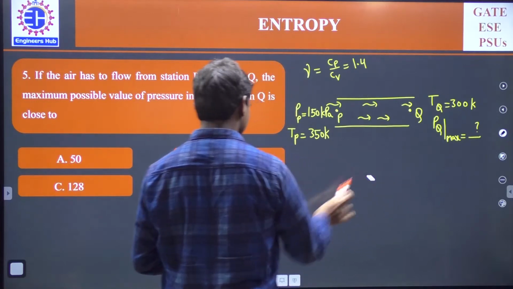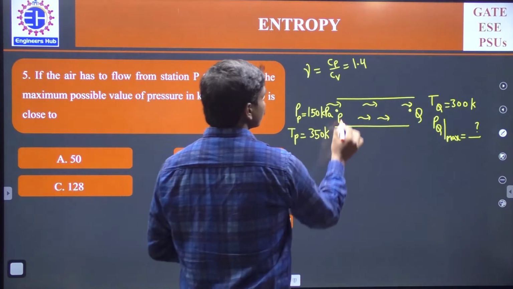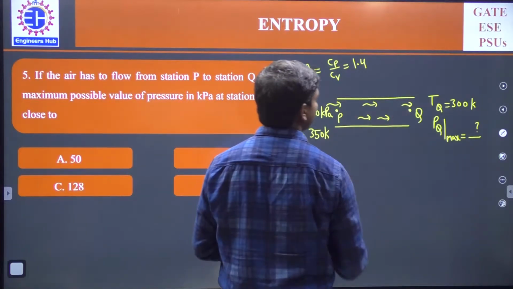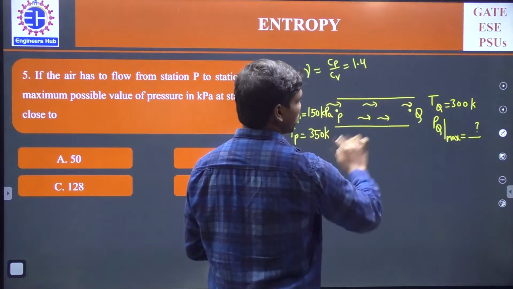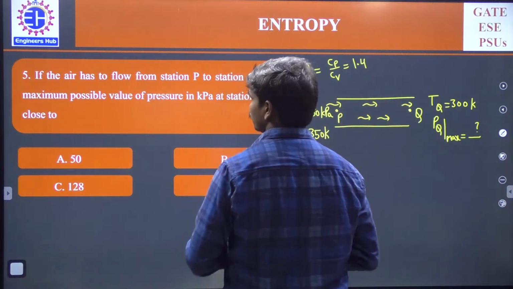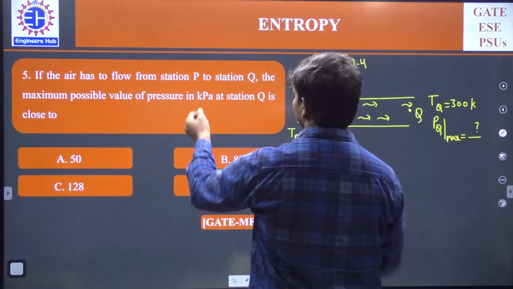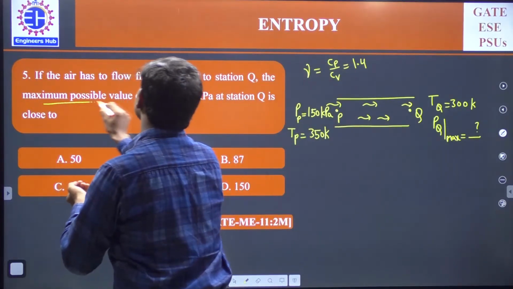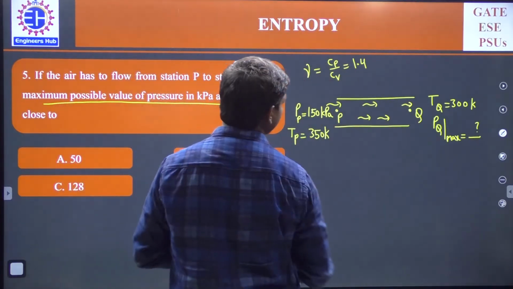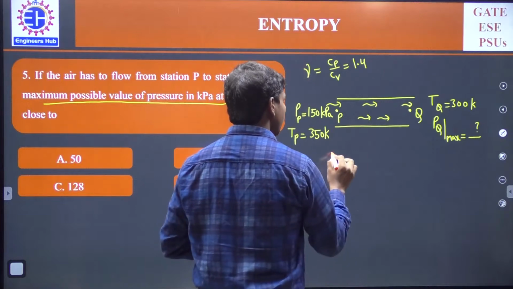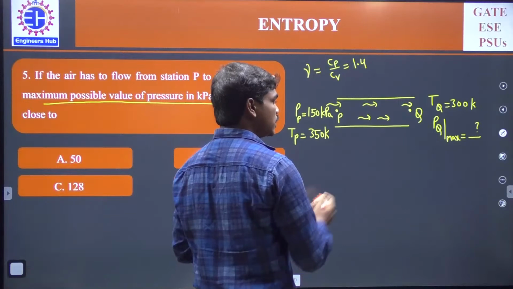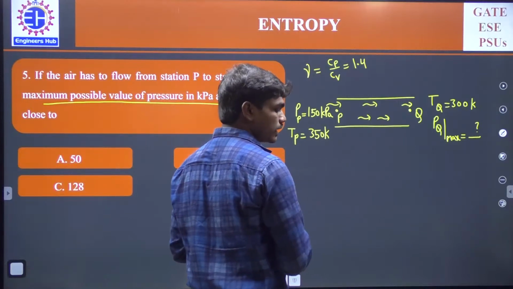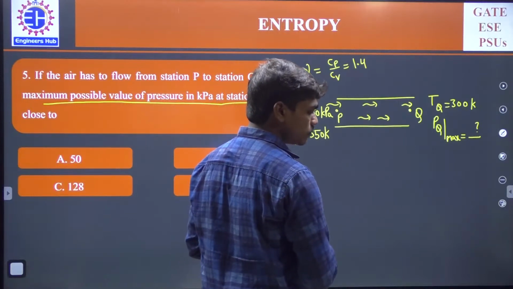Now, if you do this, pressures are not known, but the temperatures in both the cases are. So if you see carefully, we need the maximum possible value of the pressure in kilopascals at station Q. We have the relation between pressure and temperature for a reversible adiabatic process. So please apply that and tell me the answer. What could be the maximum possible value?